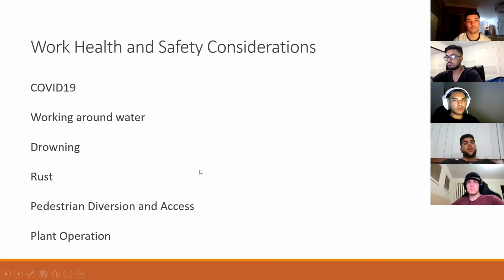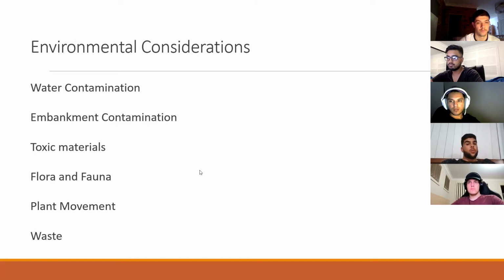Now on to safety considerations. Some of the considerations include COVID-19, working around water, drowning, rust, pedestrian diversion and access, and plant operation. Some of the environmental considerations are water contamination, embayment contamination, toxic materials, flora and fauna, plant movement, and waste.